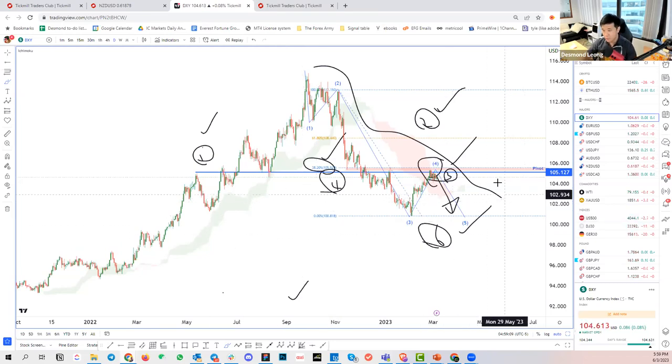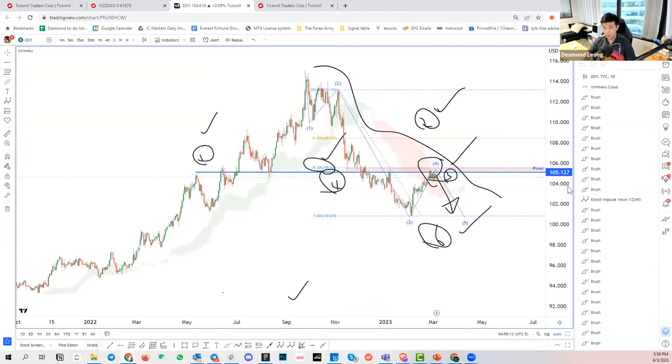But yeah, enough reasons why we should be expecting a drop here for DXY. Just let me turn on the aircon. It's just a little bit hot. All right, so let me just hide this whole bunch of stuff.